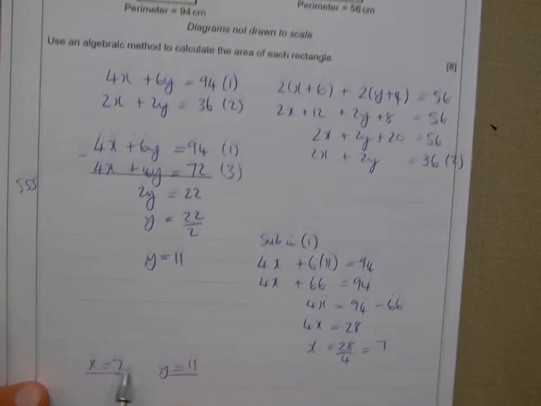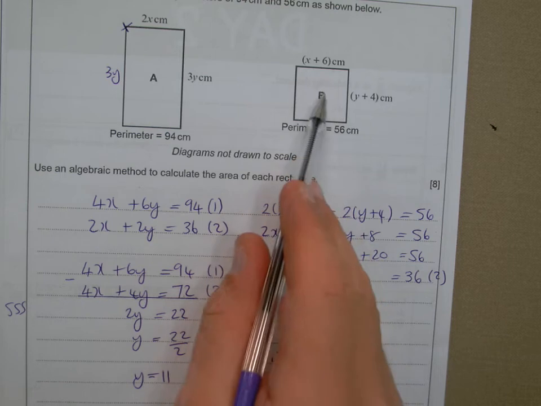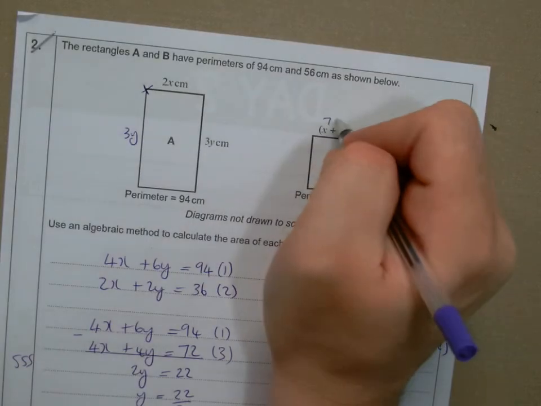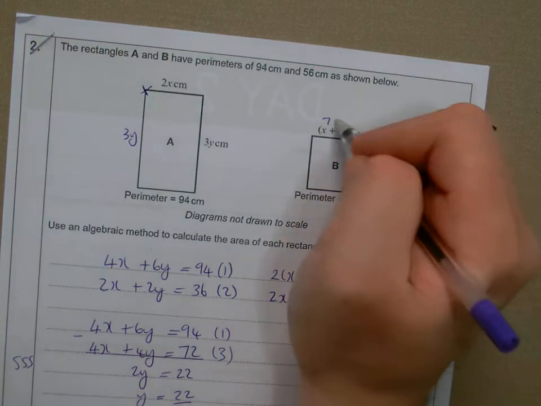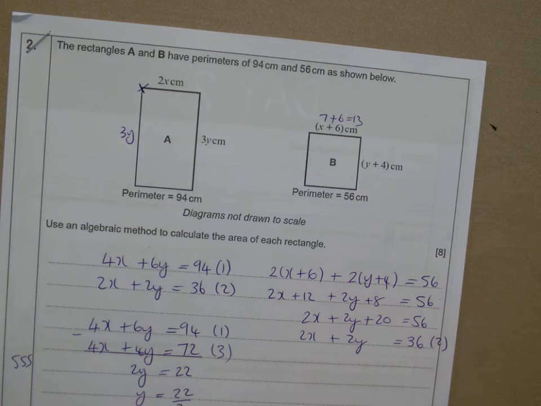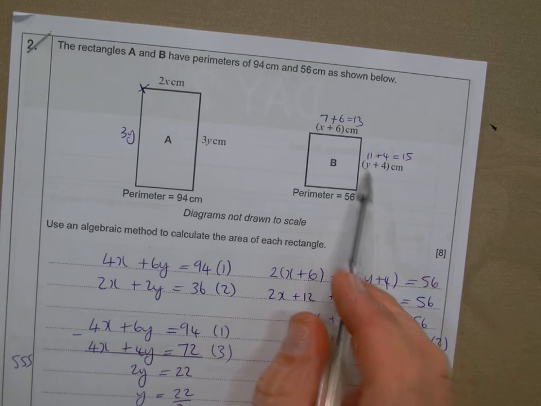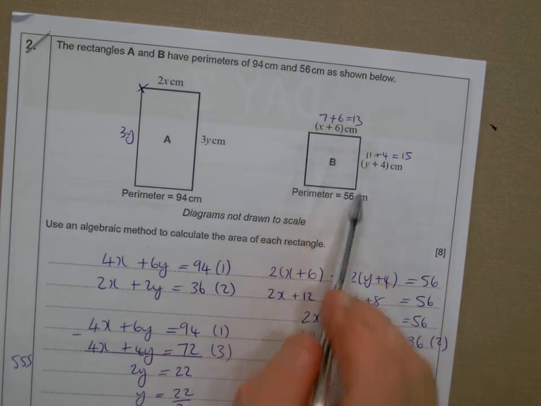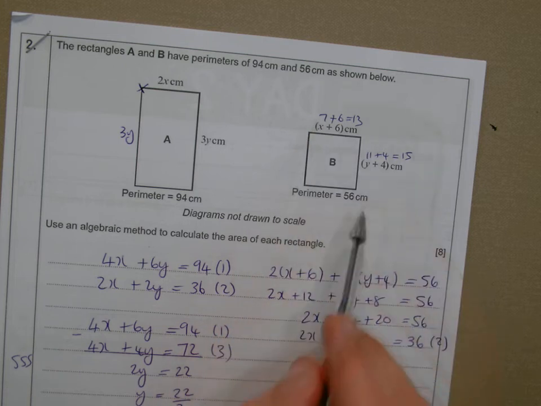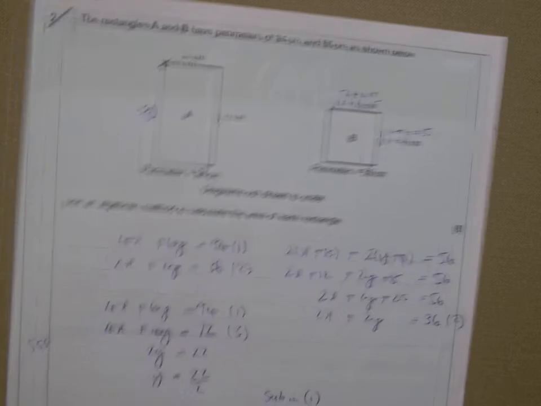What's useful then is you could actually put those numbers in here to see if it actually works out. In this case, your x is 7, so you could put 7 in here instead. So 7 plus 6 would be 13. And then y came out to be 11, so I could put 11 plus 4 here, which is equal to 15. So you'll notice I've got a side of 13, a side of 15. This side will be 13 as well, that will be 15. Add them up and it does come to 56, so it works. You do the same then with this rectangle here.